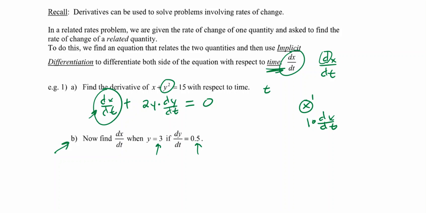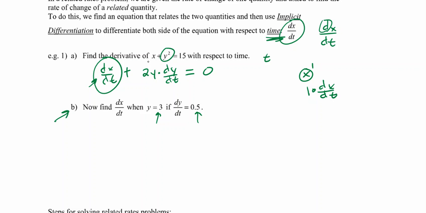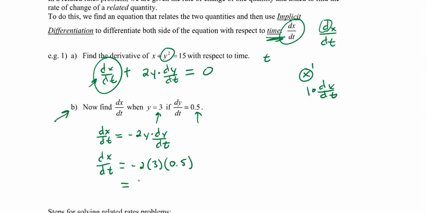Now it's just filling in. We just rearrange this: dx dt is equal to negative 2 times dy dt. So dx dt is equal to negative 2 times, and then dy dt was 0.5. So that's going to be equal to negative 1.